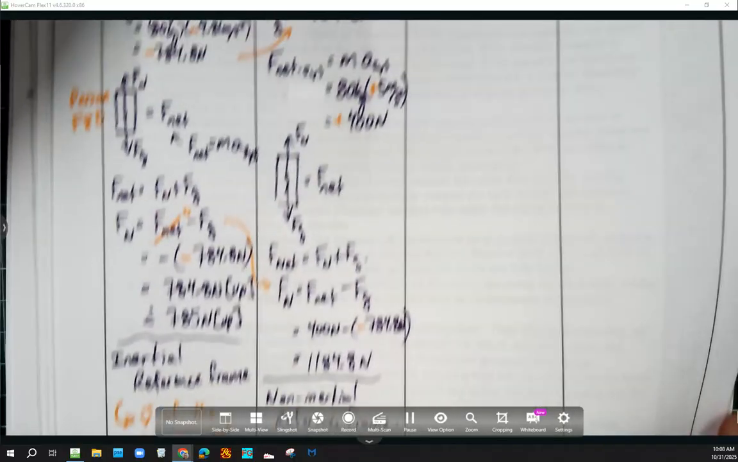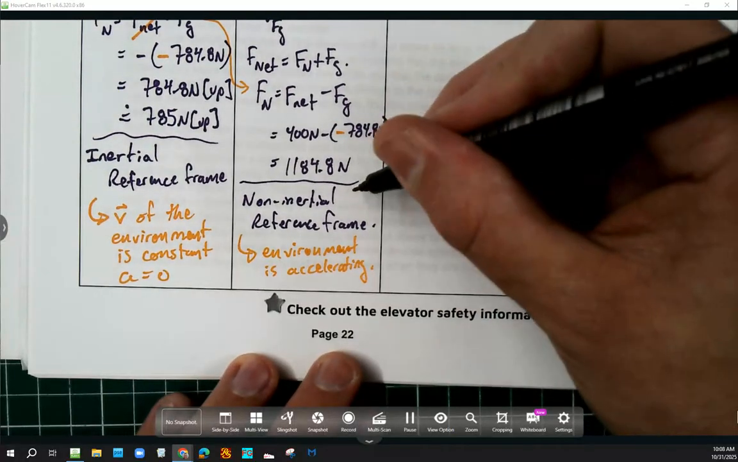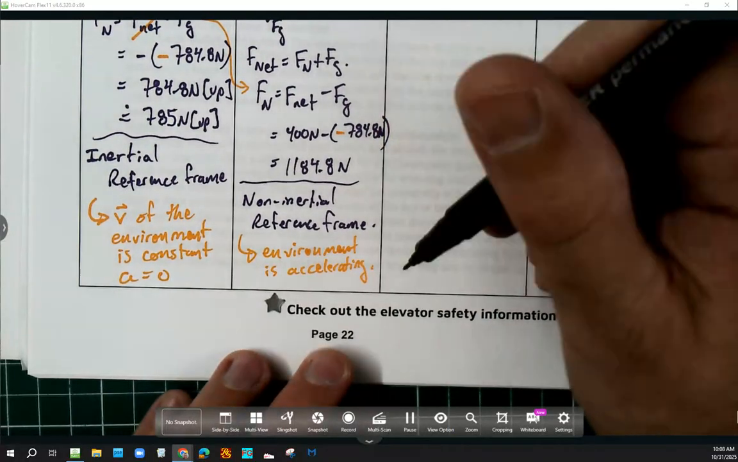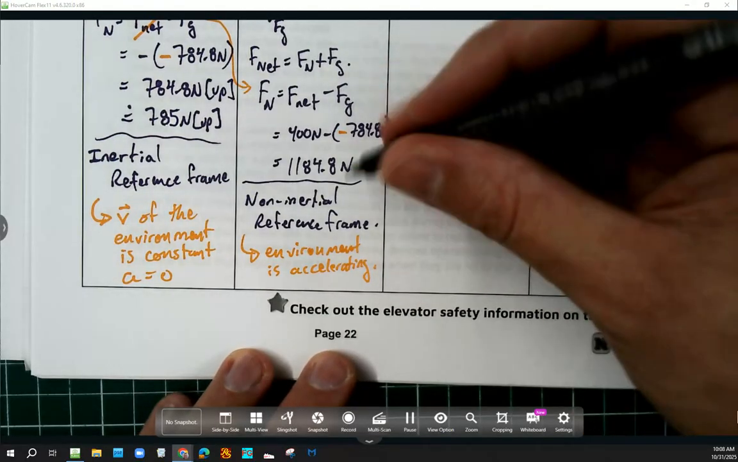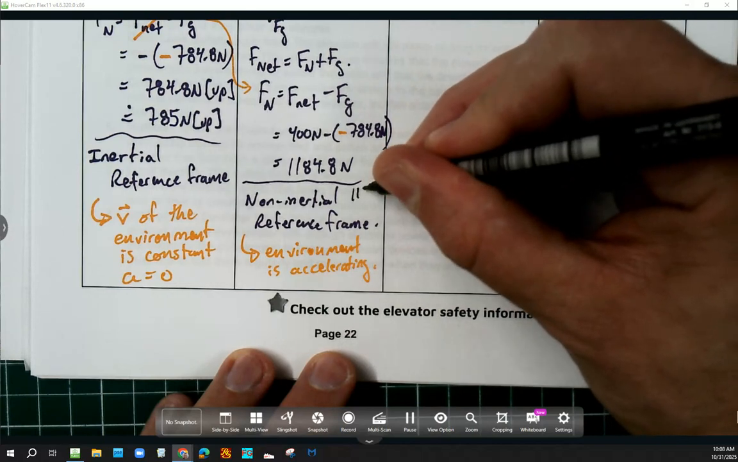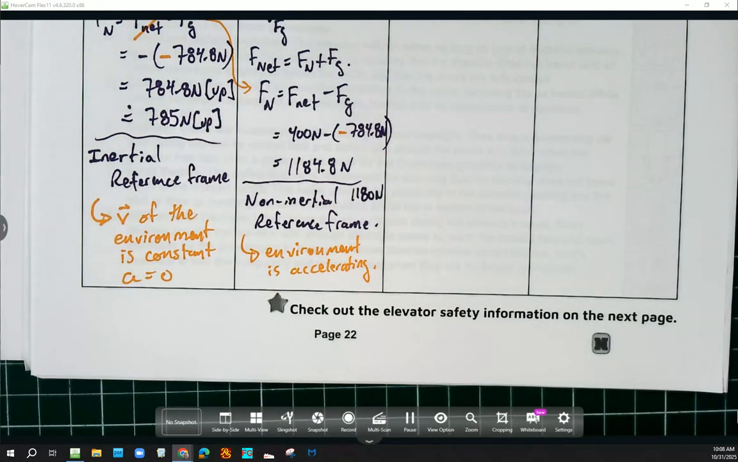All right, so, what's that? Oh, rounded to sig figs, you're right. What should that go to? 3 sig figs. Ooh, I guess we should be at 1180. 1,180 newtons. Okay.